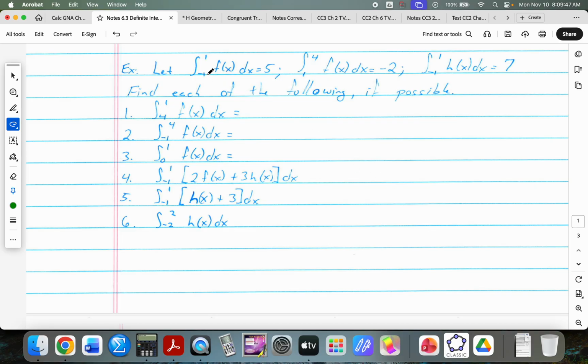So for f of x, we have the integral from -1 to 1 and the integral from 1 to 4. And for h of x, we have the integral from -1 to 1. So let's take a look at each of these. The integral from 4 to 1 of f of x dx should be the opposite of the integral from 1 to 4 of f of x dx. So that's the opposite of -2, and it is +2.